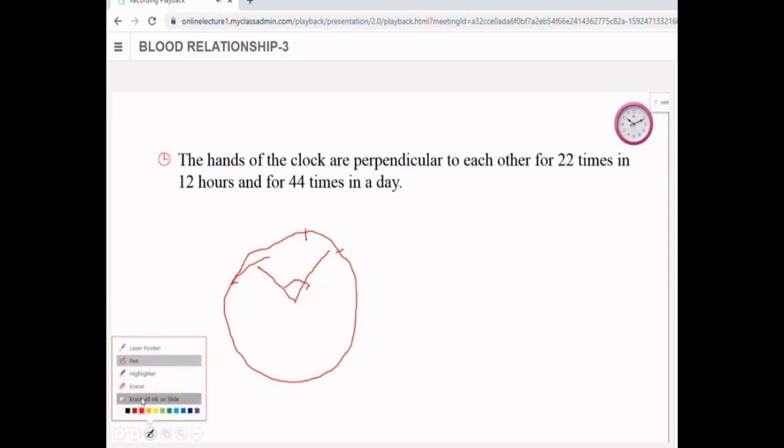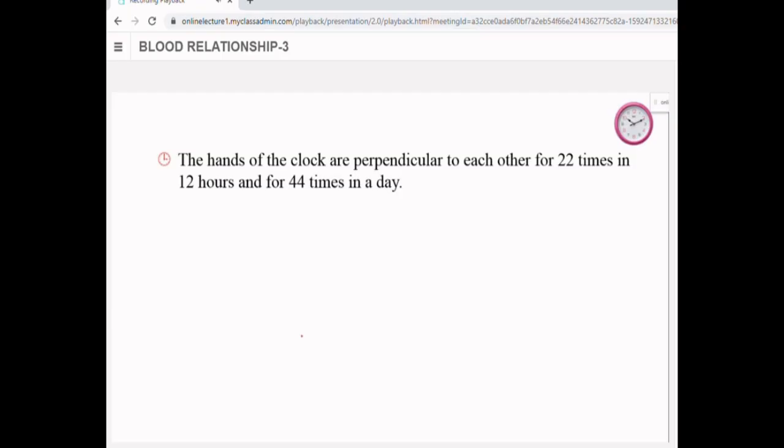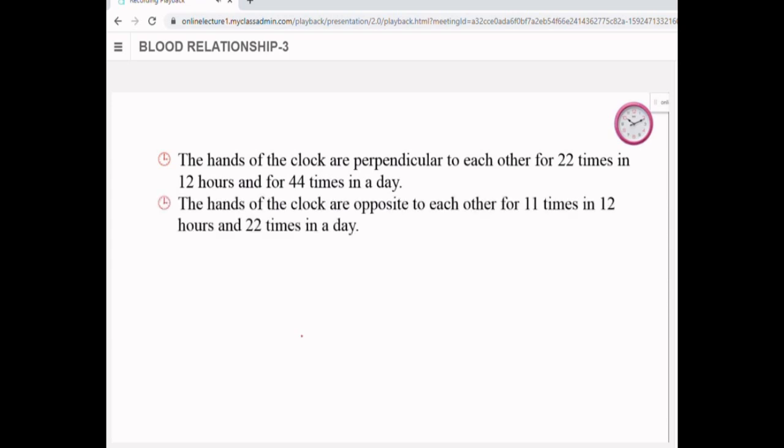Anyway, if a question is asked, you can always remember how many times it happens. It happens 22 times in 12 hours and 44 times in a day. Next, opposite to each other is 11 times. If that is 22 for 90 degrees, then opposite, which is 180 degrees, is half of it. So half of that is 11 times in 12 hours and 22 times in a day.